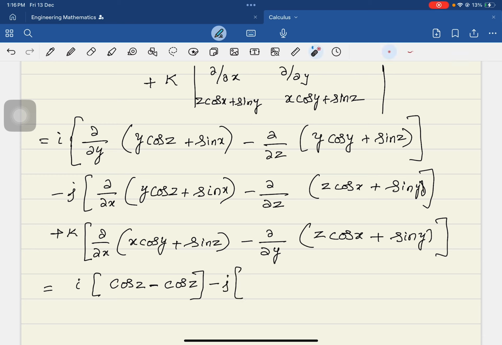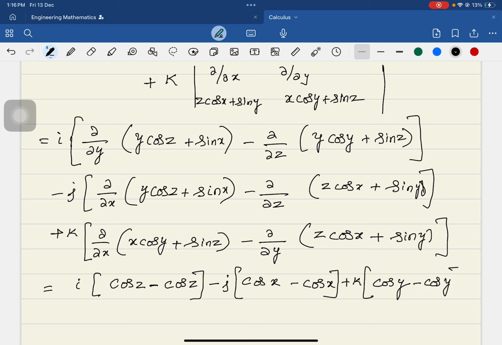Here y cosine z, derivative with respect to x is 0. Derivative of sin x is cosine x. Next, derivative of z cosine x with respect to z is again cosine x, and derivative of sin y becomes 0, plus k times of derivative of x cosine y is cosine y, and sin z derivative is 0, and z cosine x derivative is 0, and sin y derivative is cosine y.